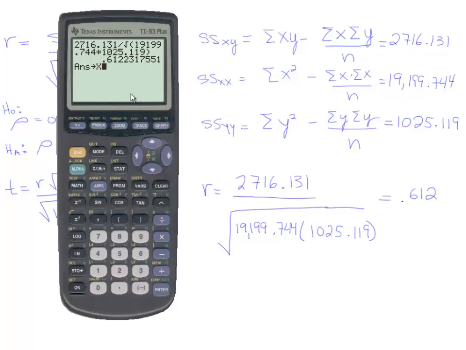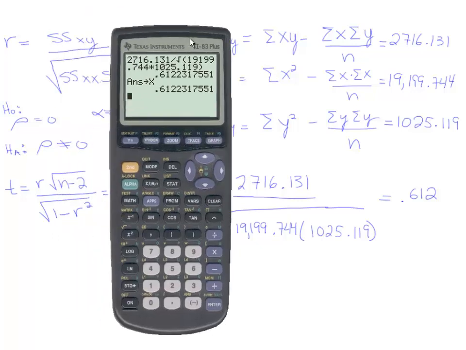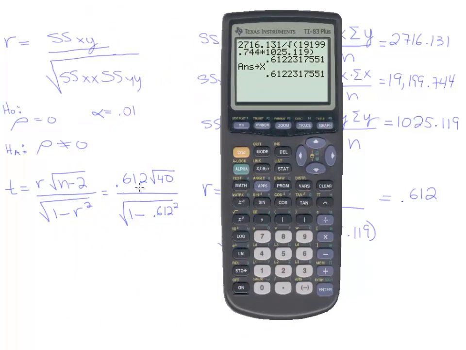And you may not be able to store it, but just copy down more numbers if your calculator doesn't have a store feature. And then let's put that into our formula. Remember, this number is our x in our calculator, so I'm just going to type in x, and then I'm going to do the times the square root of 40, right?